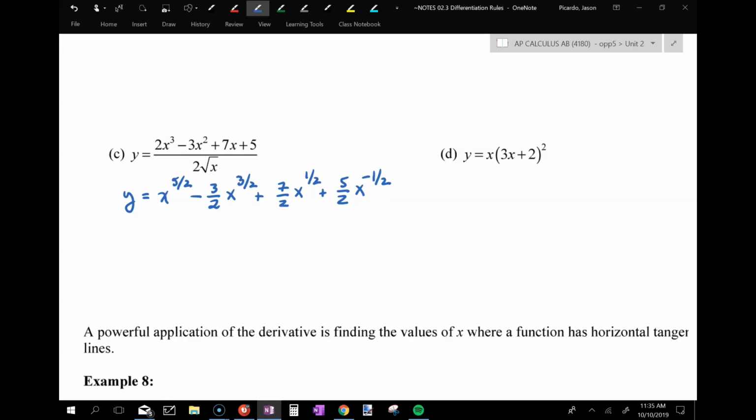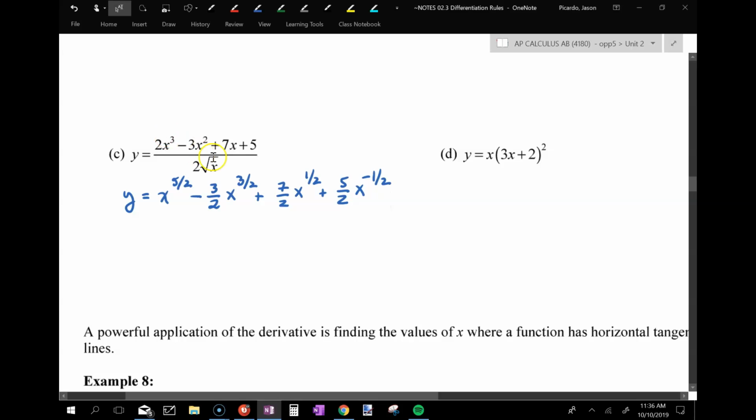So what I have on the board right now is the original rewritten as single terms with exponents not in the denominator of the fraction, right? So what am I doing here? I'm doing 3 minus a half. I'm doing 2 minus a half. I'm doing 1 minus a half. And because this is on the bottom, it's x to the negative 1/2 for that, right? So now I can take my derivative.